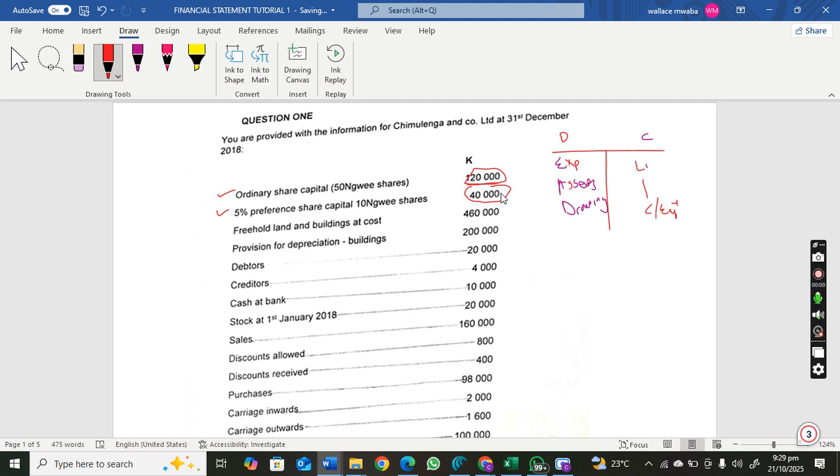What topic are we looking at? The trial balance, then financial statements. So it's like two topics in one question. Any other questions?